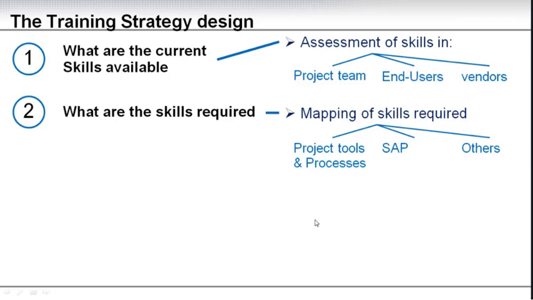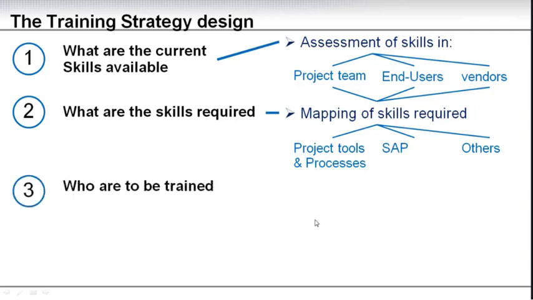So we need to map the skills we require, and we need to map those, as you can see here, back to who needs to have the individual skills. Is it the project team? Is it the end user? Is it the vendors? And this is all required to be analyzed and documented for us to determine who are to be trained.